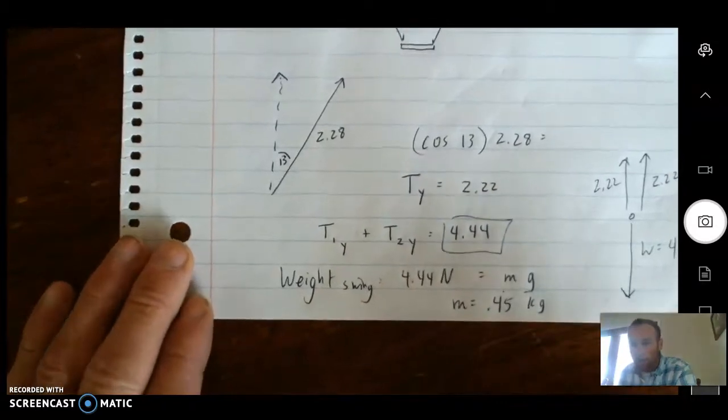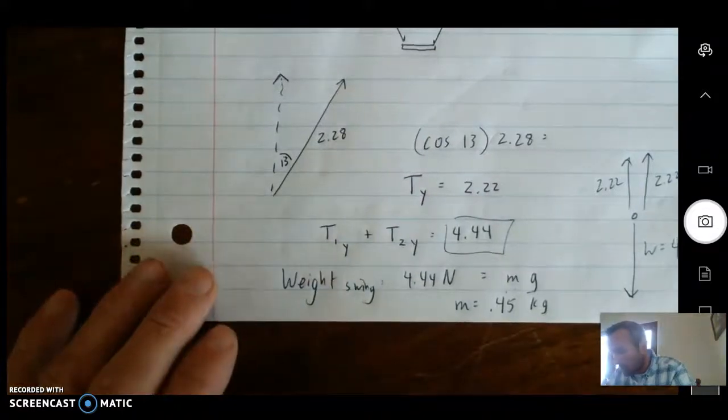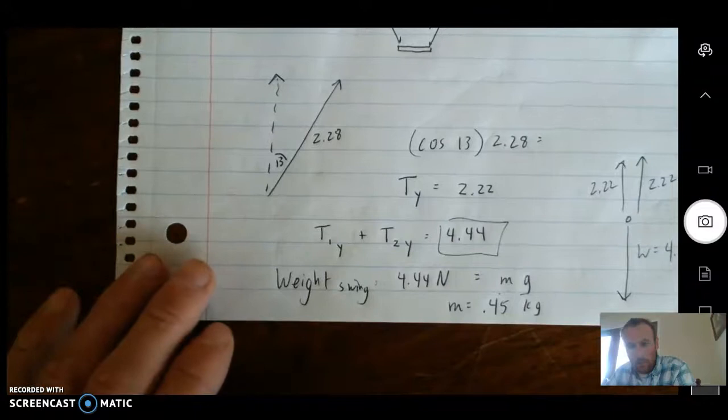So I think you probably are going to have to do that in problem 10, which is a little bit more challenging. So good luck with that one, and let me know if you need help.